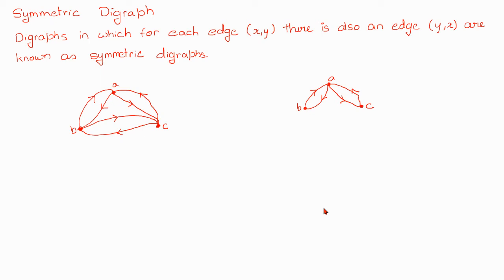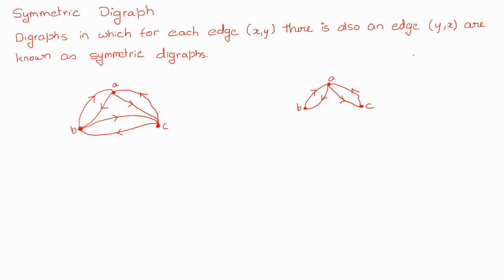Now, in some commonly used graphs, we studied what are simple graphs and what are asymmetric diagrams. Now we'll be studying something called symmetric diagrams. What are diagrams? The graphs in which a direction has been assigned to every edge. Now the digraph in which for every edge x comma y there is also an edge y comma x are known as symmetric diagrams.